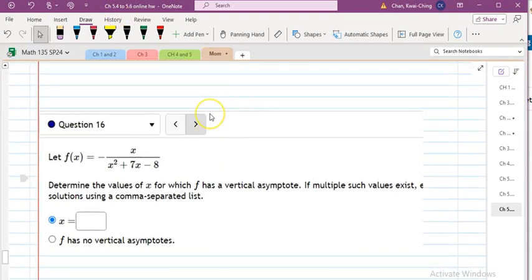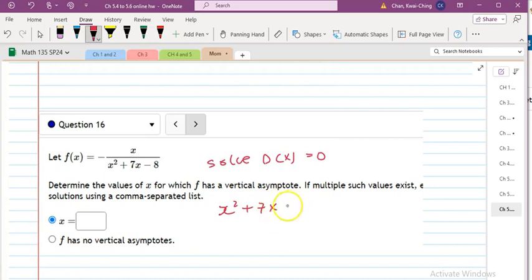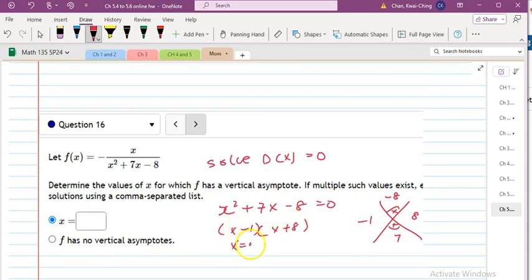So we want to solve d of x equal to 0 for vertical asymptote. So that means x squared plus 7x minus 8 equal to 0. What would that be? This I can do diamond. Negative 8 multiply, 7 add: 1 and 8. So (x minus 1)(x plus 8), so x equal to 1, x equal to negative 8. So this is the vertical asymptote: 1 and negative 8.